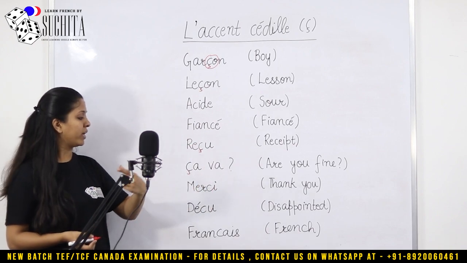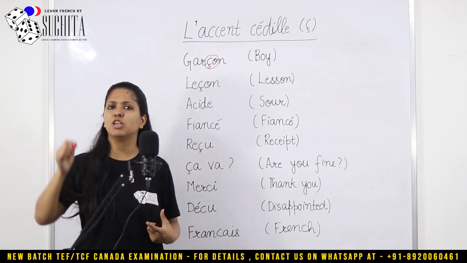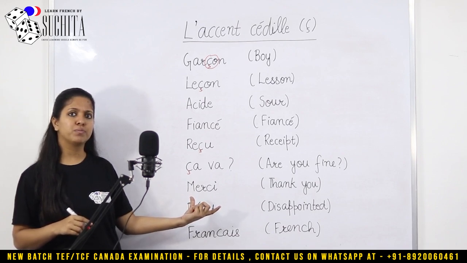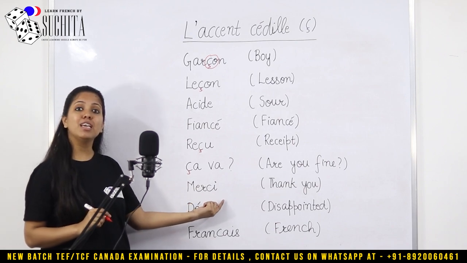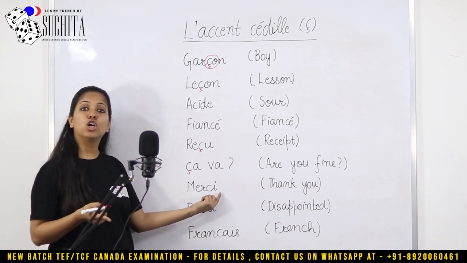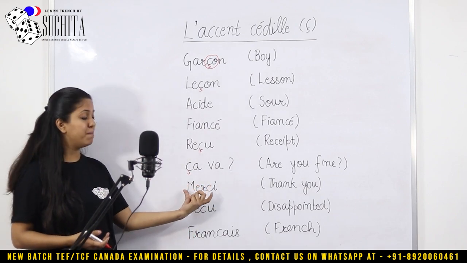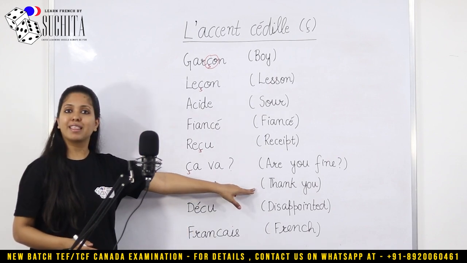Okay? Next one. How do you pronounce it? You say "merci". Now just think. Will you apply this accent cédille over here or not? No, you're not going to apply. Why? Because if it is followed by the vowel I, the pronunciation is already "sir". So you say "merci". There is no point applying the accent cédille over here. It means thank you.